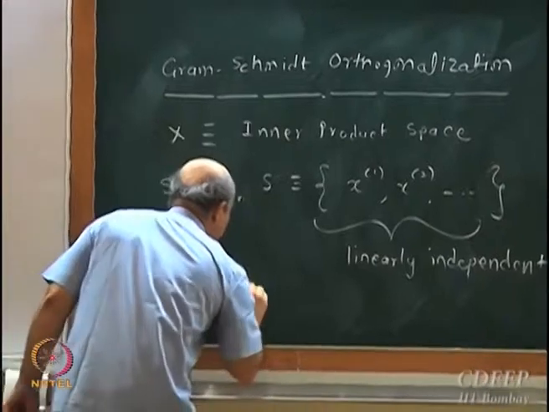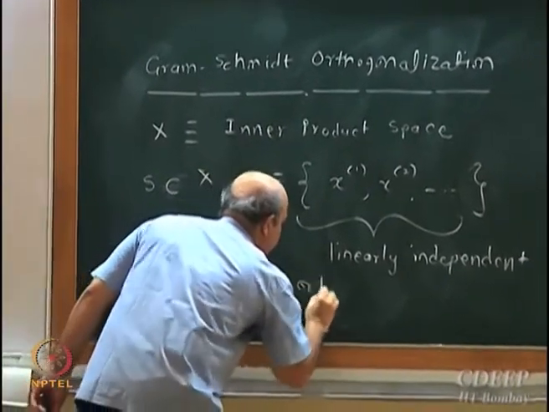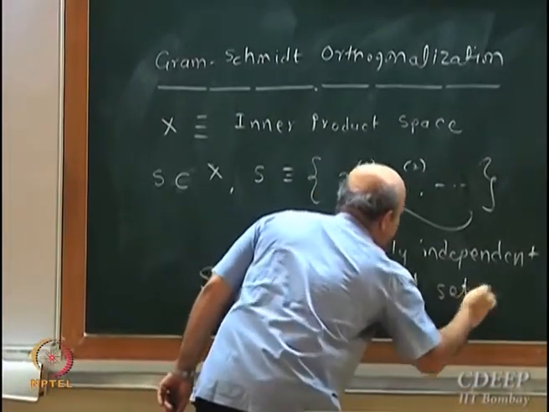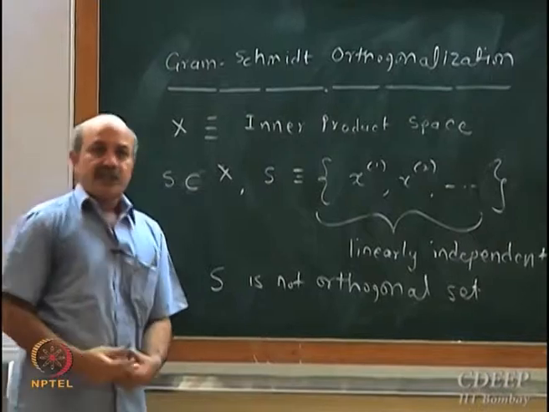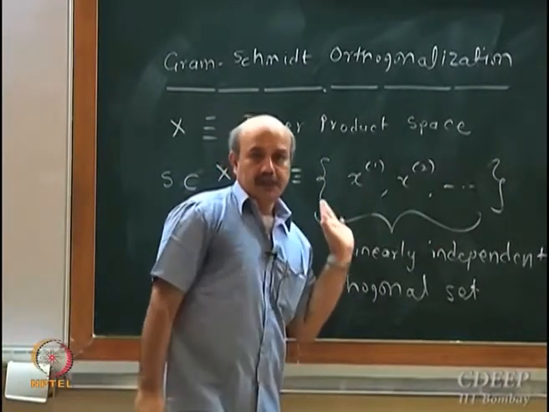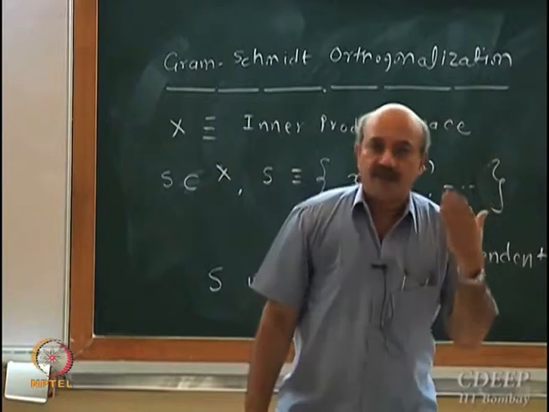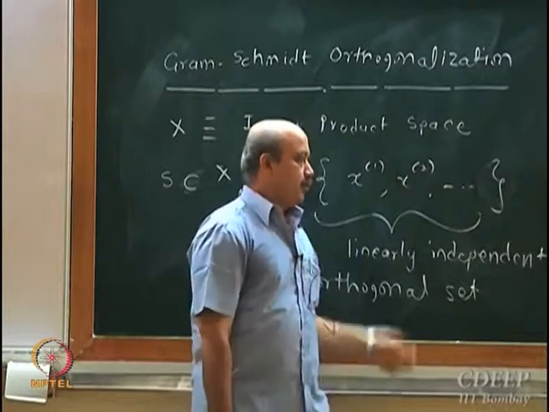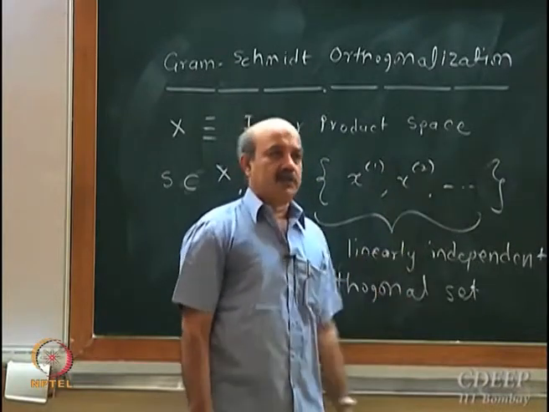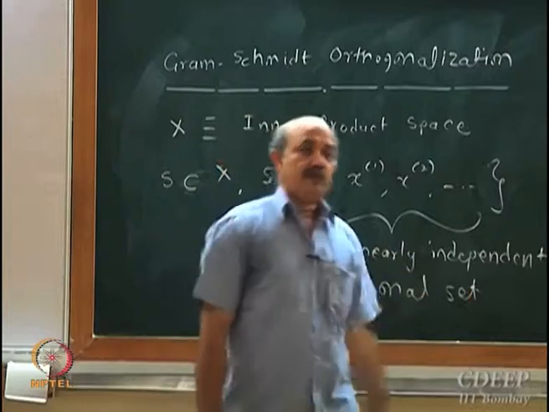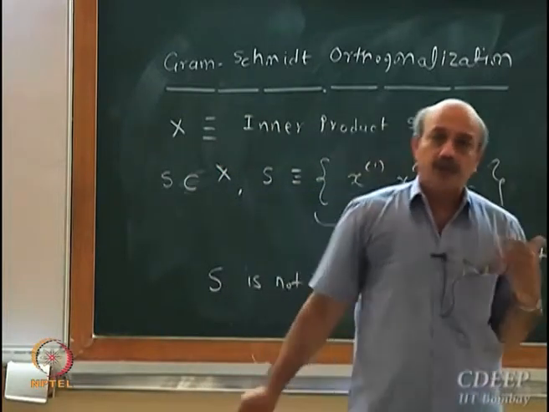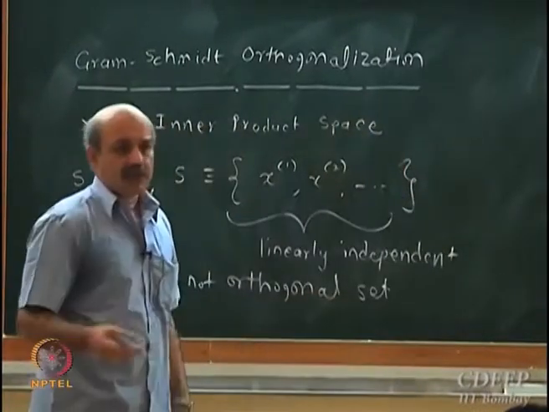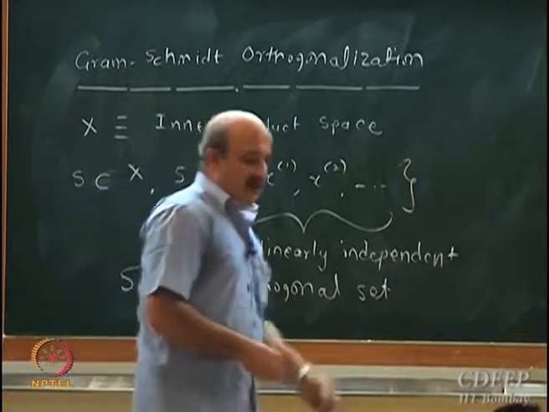So S is not, what is an orthogonal set? The vectors are mutually orthogonal. You take any pair of vectors and find the inner product, it will be 0. That is where you have a set to be called an orthogonal set. So this is not an orthogonal set, and I would like to generate an orthogonal set because orthogonal sets are very, very useful when you do modeling, when you do applied mathematics, numerical computations. So how do I do that?